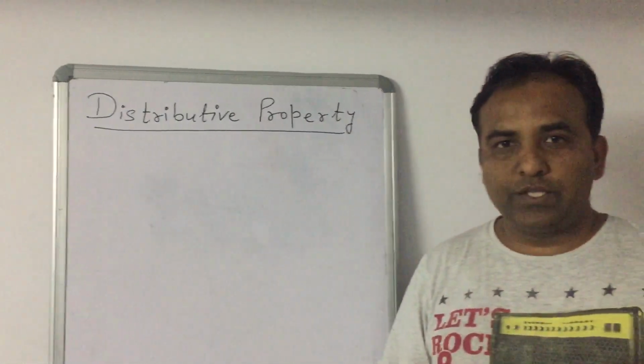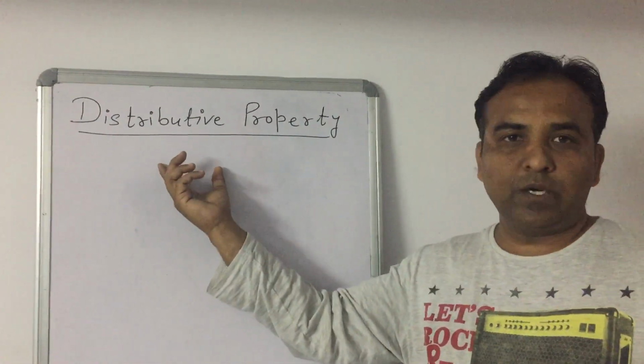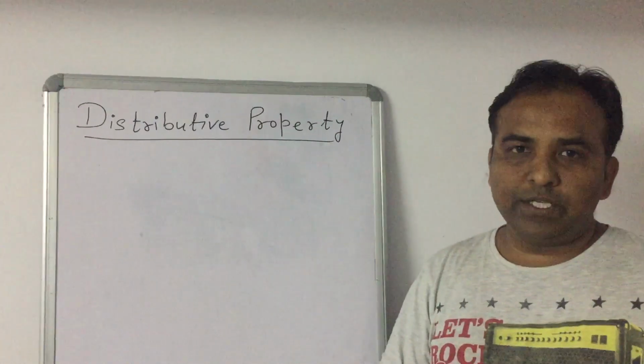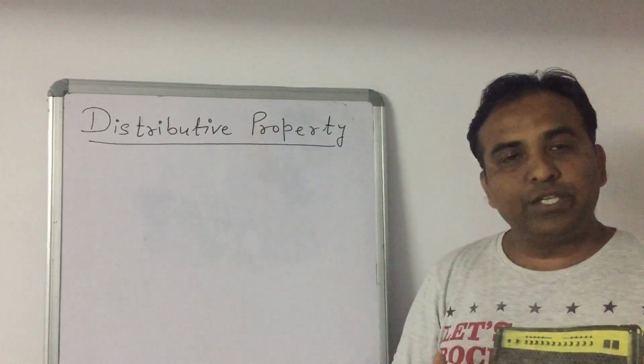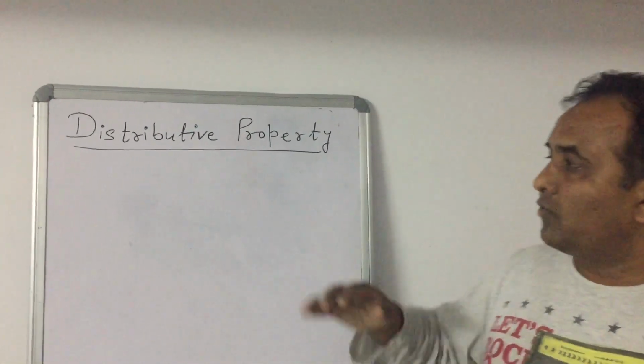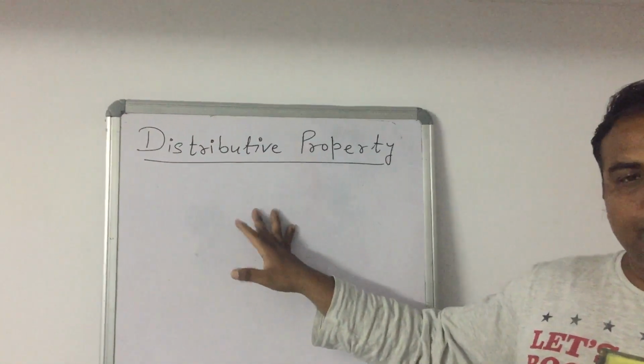Dear students, today we are going to discuss a property called the distributive property. This property is also used for integers and rational numbers. First of all, I'll explain this property.